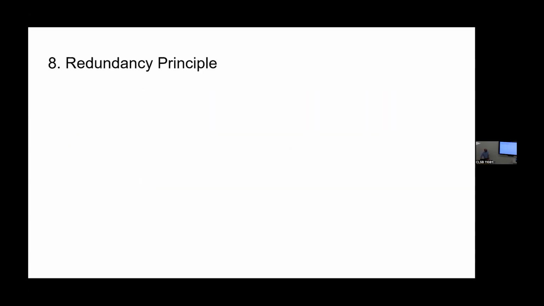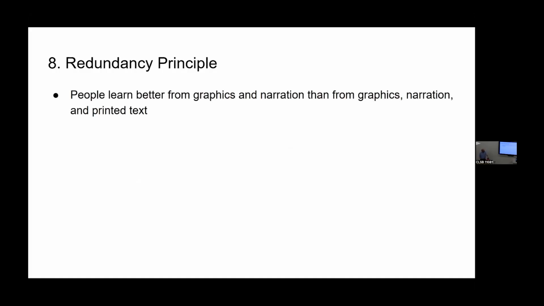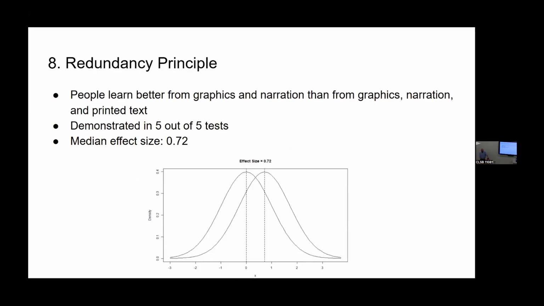All right, redundancy principle. People learn better from graphics and narration than from graphics, narration, and printed text. This has been demonstrated in 5 out of 5 tests with a median effect size of 0.72. And here's what that looks like. So it's better to have something that people are looking at, like an image or a video, and then something that they are listening to, than to have both of those things and printed text that they are also looking at.